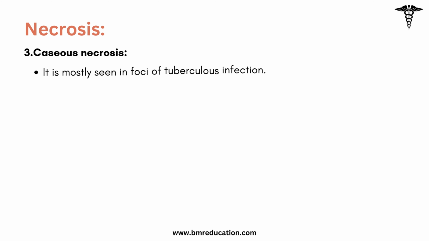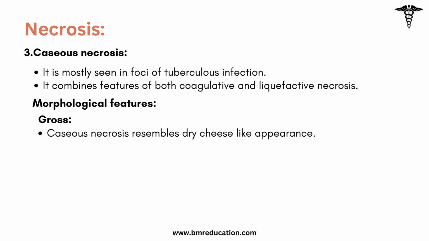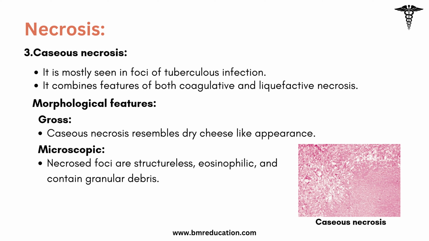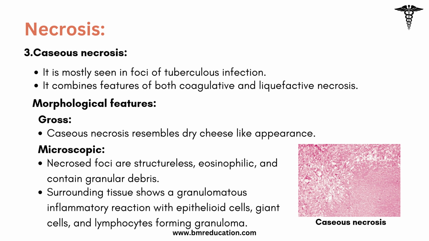Caseous necrosis is mostly seen in foci of tuberculous infection. It combines features of both coagulative and liquefactive necrosis. Grossly, caseous necrosis resembles dry cheese-like appearance. Microscopically, the necrosed foci are structureless, eosinophilic, and contain granular debris, and the surrounding tissue shows granulomatous inflammatory reaction with epithelioid cells, giant cells, and lymphocytes forming granuloma.